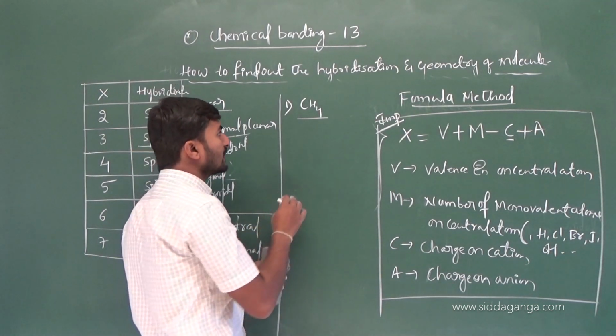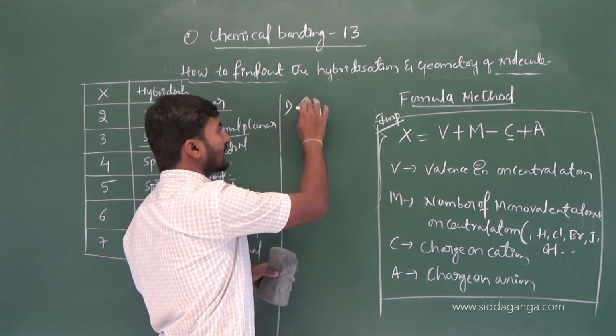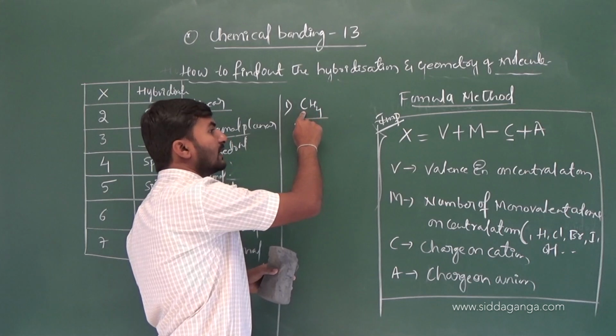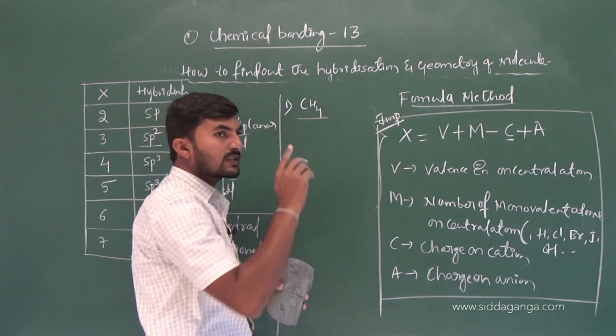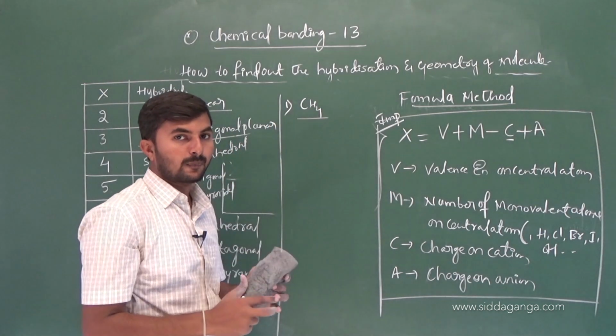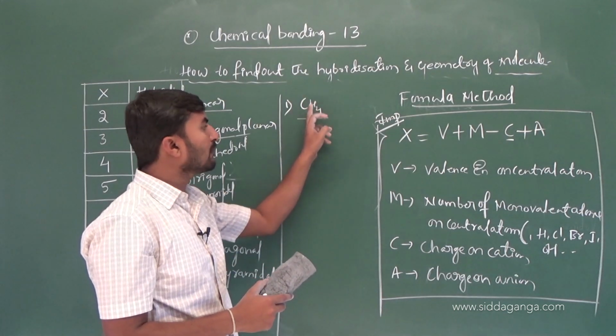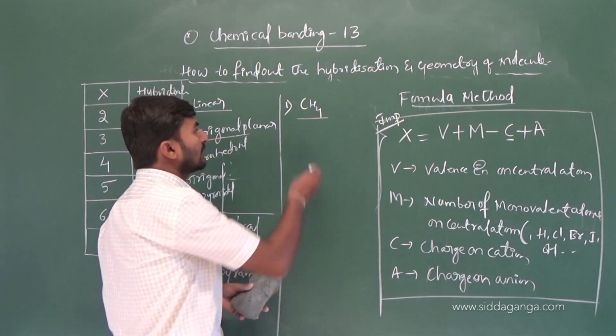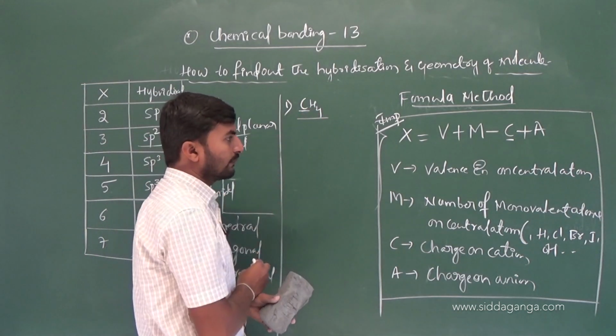How can we calculate it? First we have to identify the central atom. Among C and H, which one acts as the central atom? Carbon. The atom which is present in a lesser number in a molecule. Here carbon will be the central atom.